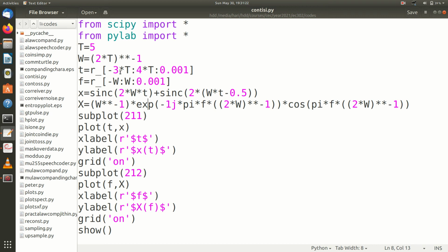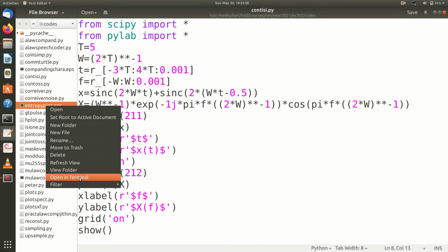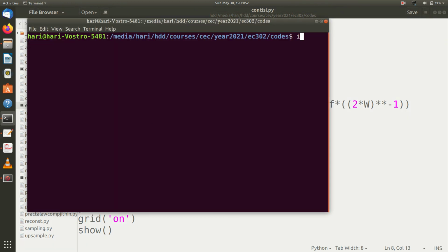And I take the time from minus 3T to 4T with an increment of 0.001. And I take the frequency domain, that is from minus W to W with an increment of 0.001. And I compute this function x(t), that is sinc 2Wt plus sinc(2Wt minus 0.5). And I can run this. I run it in IPython 3.